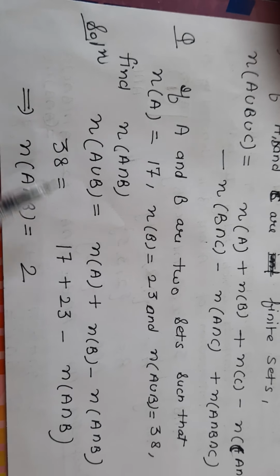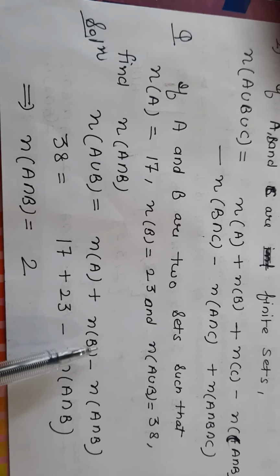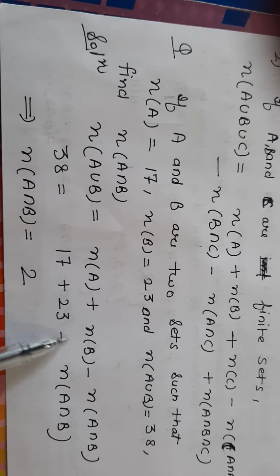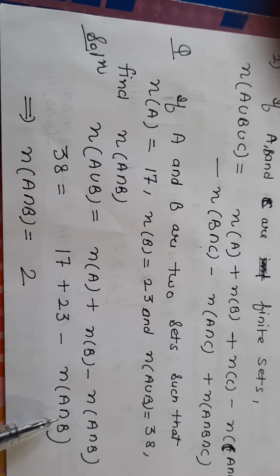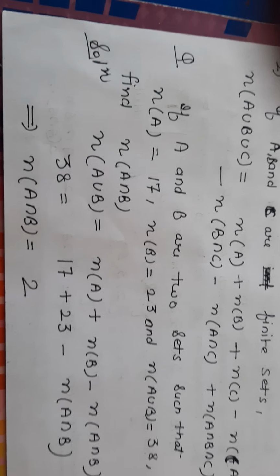This is given to be 38. In A you have 17, here you have 23. 17 plus 23, it is going to be 40. So that means the number of elements in A intersection B will be 2.